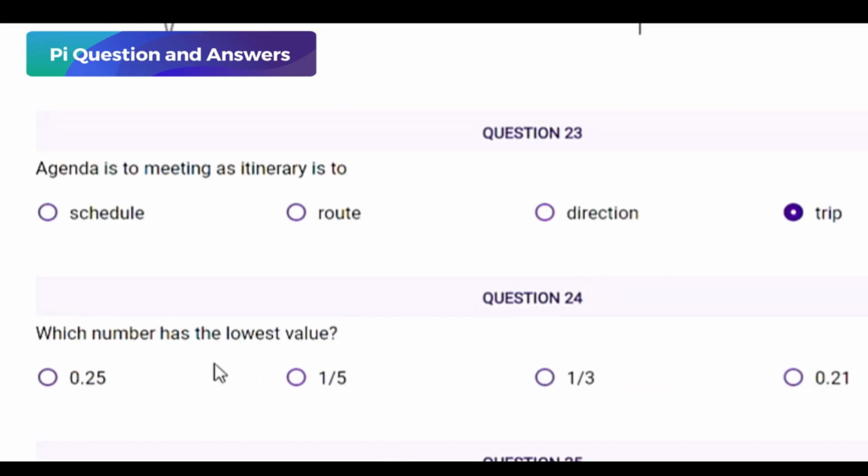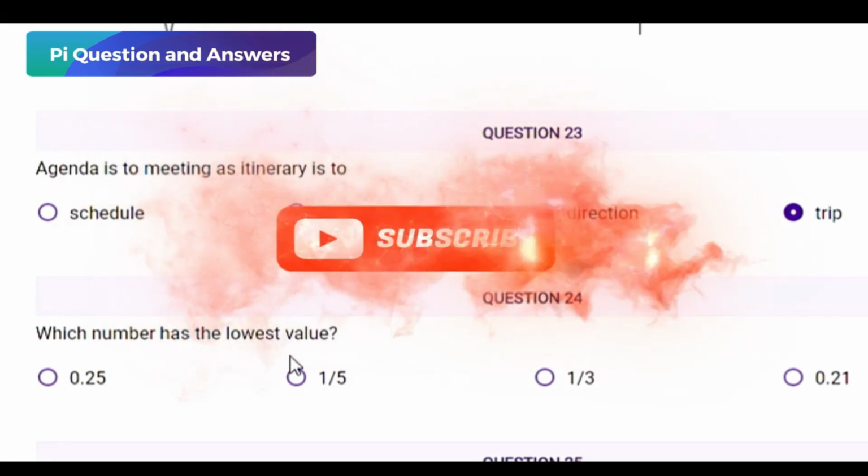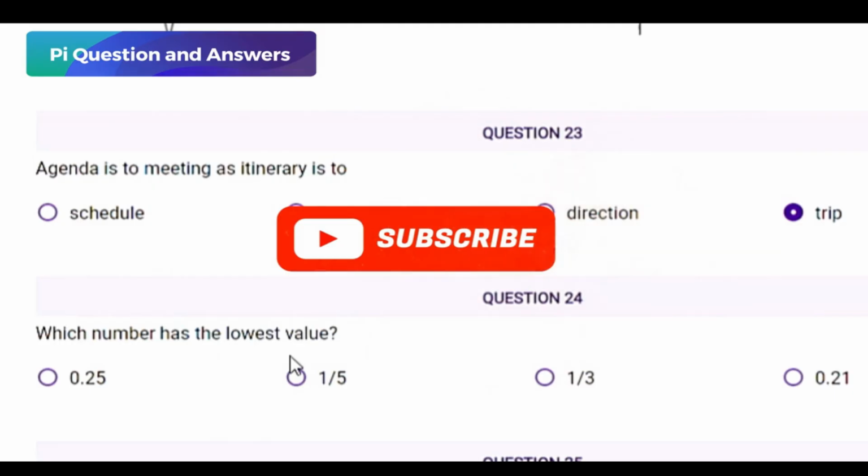Question type: multiple choice, single correct answer. Question: which number has the lowest value? Options: A. 0.25, B. 1/5, C. 1/3, D. 0.21. Explanation of the question: the question is asking you to find which number is the smallest among the 4 options. You need to compare all the numbers either by converting fractions into decimals or by estimating their value.